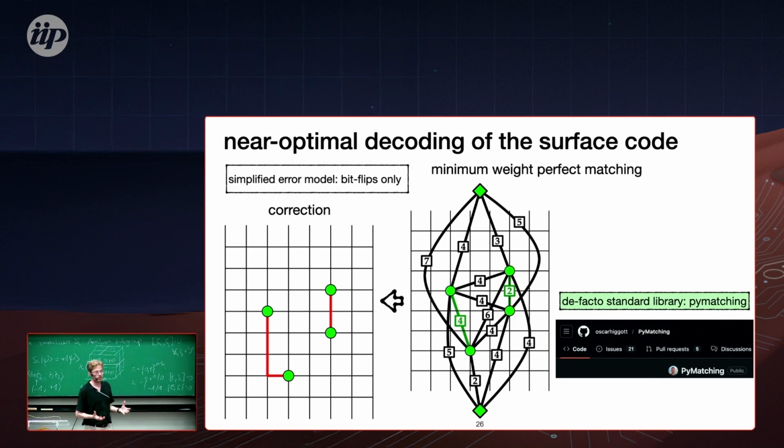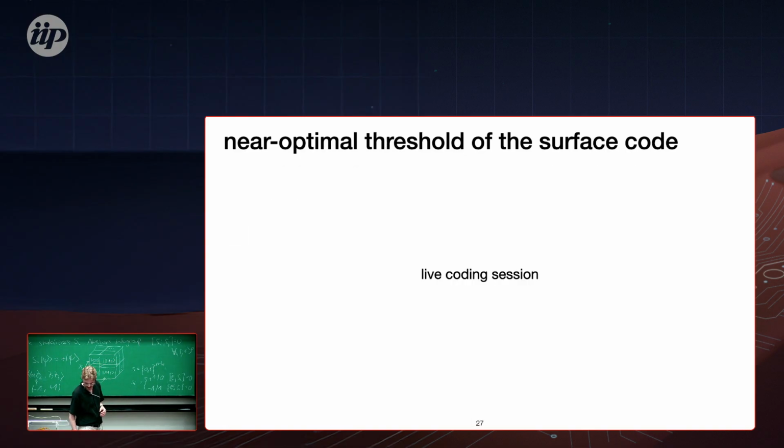Now we know how to decode, but we still don't know how well we can decode. We know that if the distance is d, we can correct for (d-1)/2 errors. But how good can we decode? And for that, I also want to do a small live coding session, or at least a small Python notebook pressing run session.